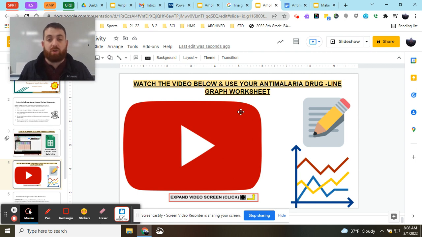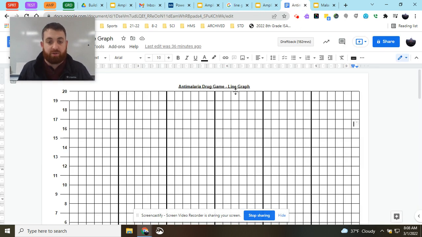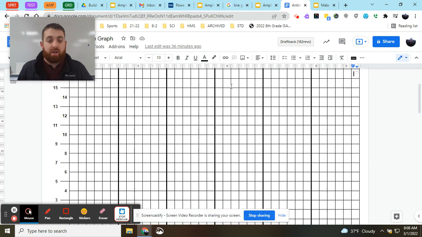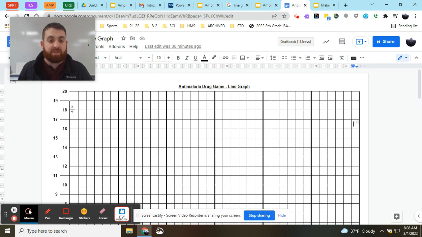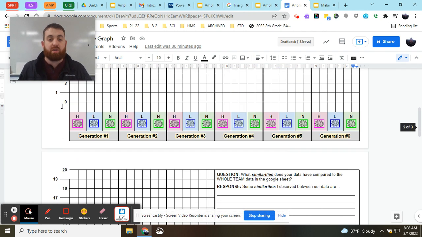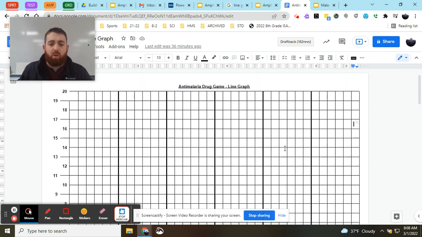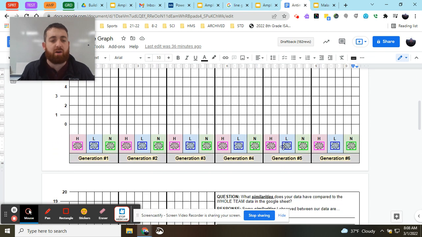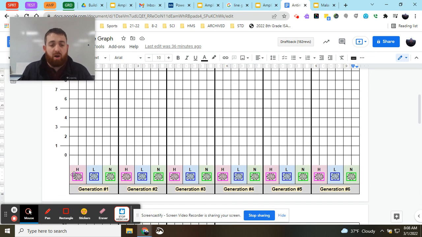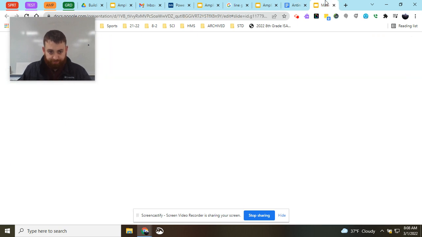So what we're going to do is look at using our anti-malaria drug line graph here. You'll notice that we have on the left side our graphing numbers. On the bottom here we have our different generations with our 3 types of parasites. And what we're going to be looking to do is graph on a line graph our data for each of our generations. So how this is going to work is very simple.